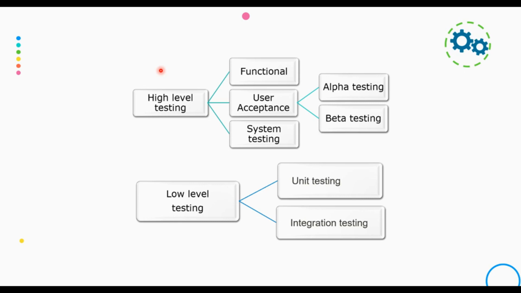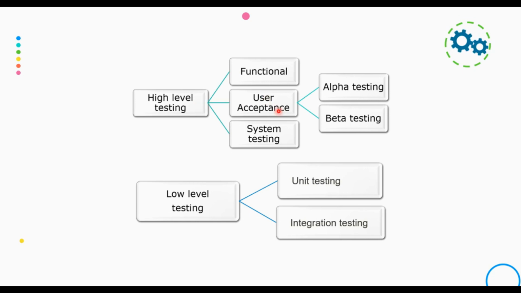So we will see what the high level testing is and what the low level testing is. There is functional testing, user acceptance, and system testing. Functional testing is nothing but how the software is functionally working. That testing is done in functional testing. There are several types also. We will see later on.